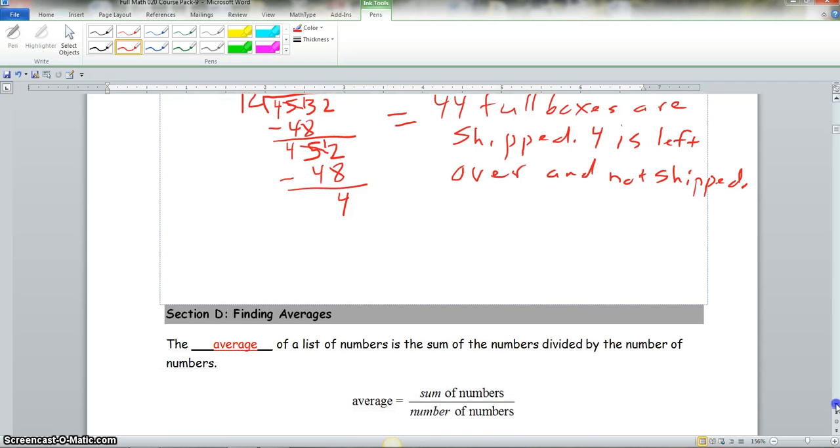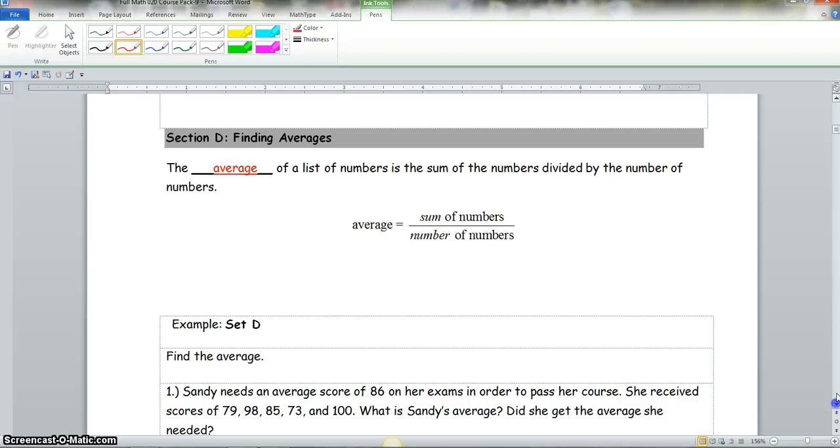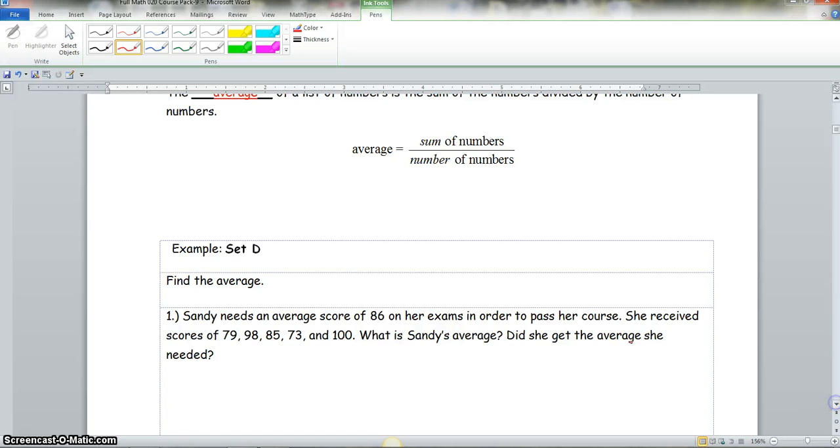Okay, now we scroll down here to section D. It says finding averages. The average of a list of numbers is the sum of the numbers divided by the number of numbers. So we have the average is equal to sum of numbers and number of numbers. So we go down here. It says find the average.